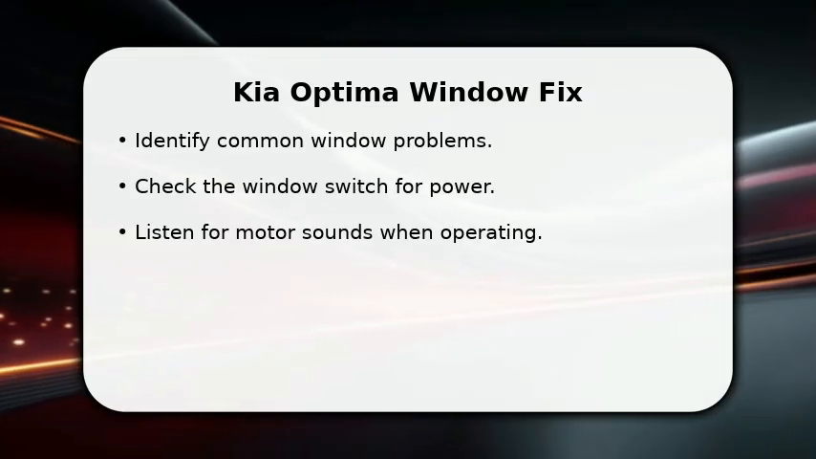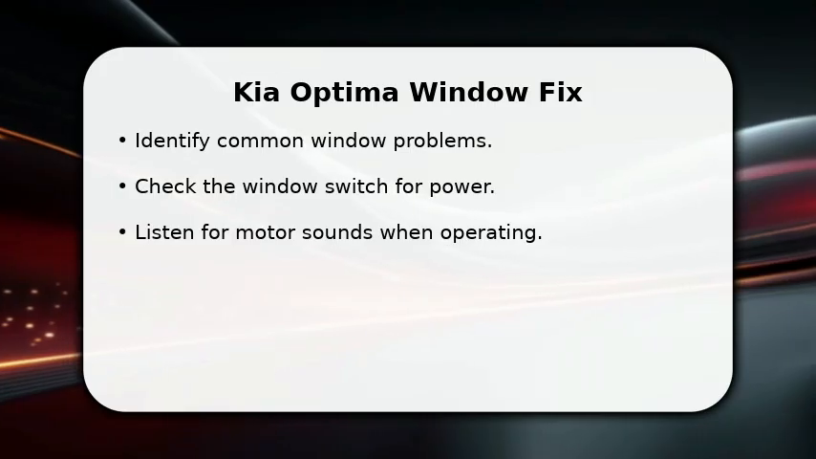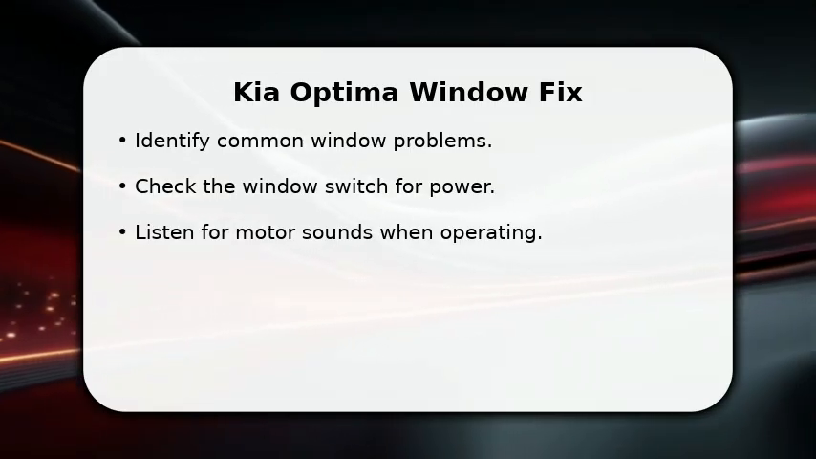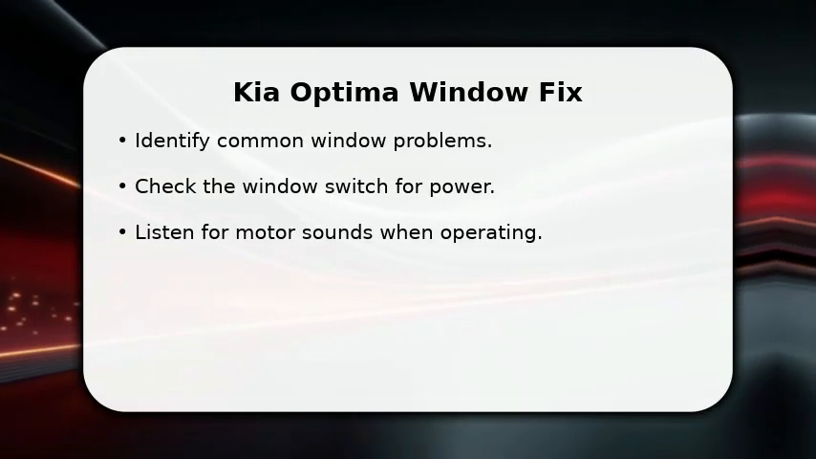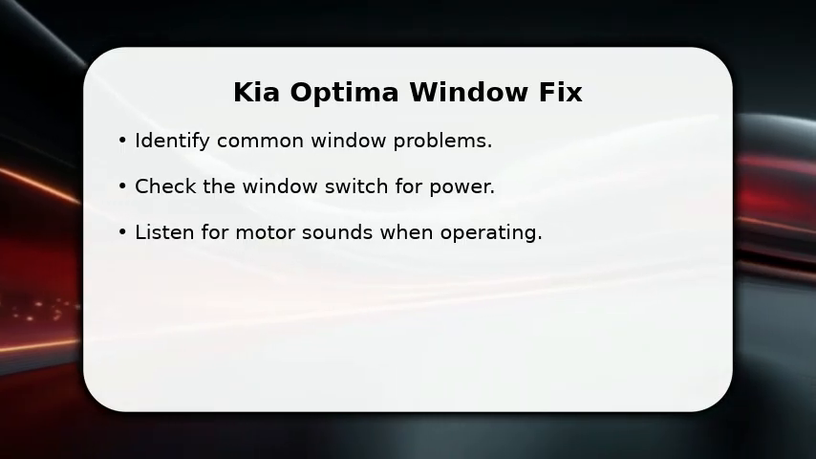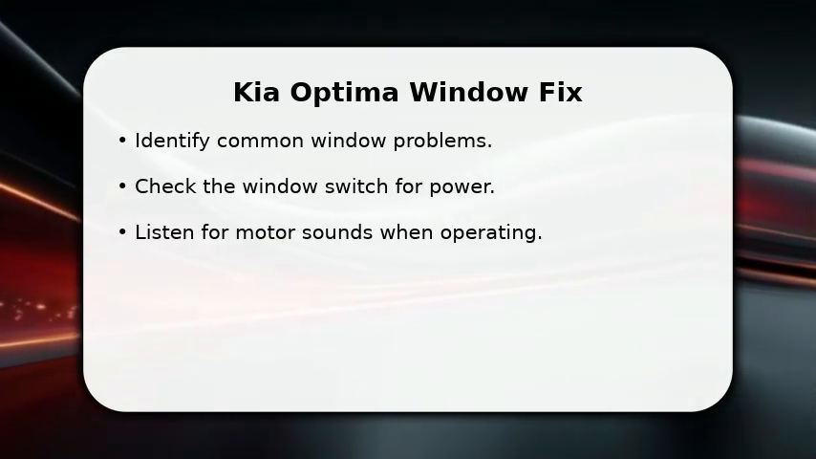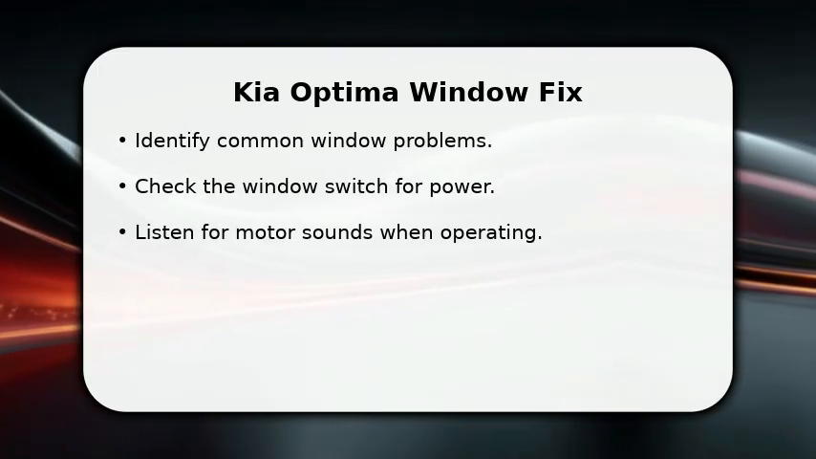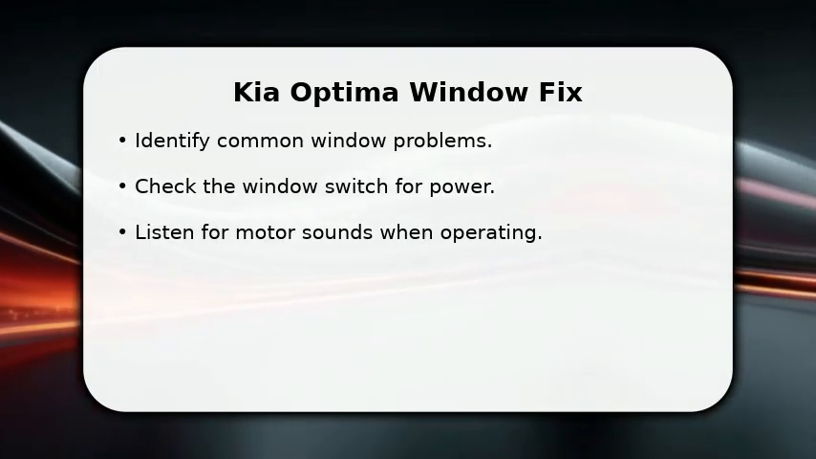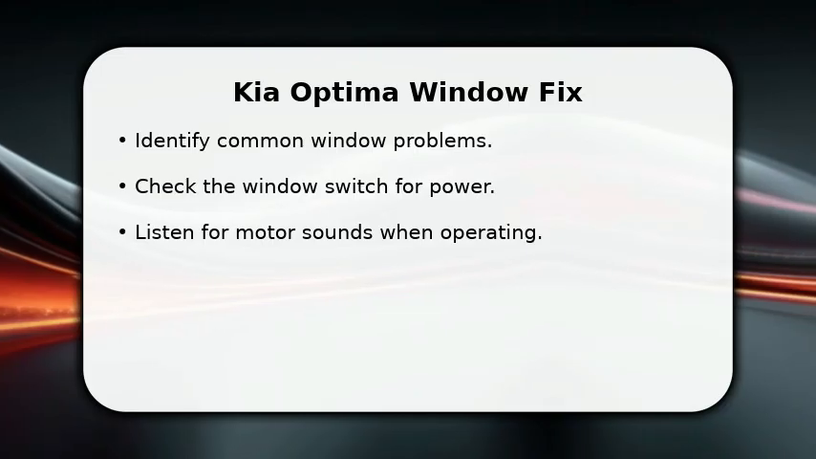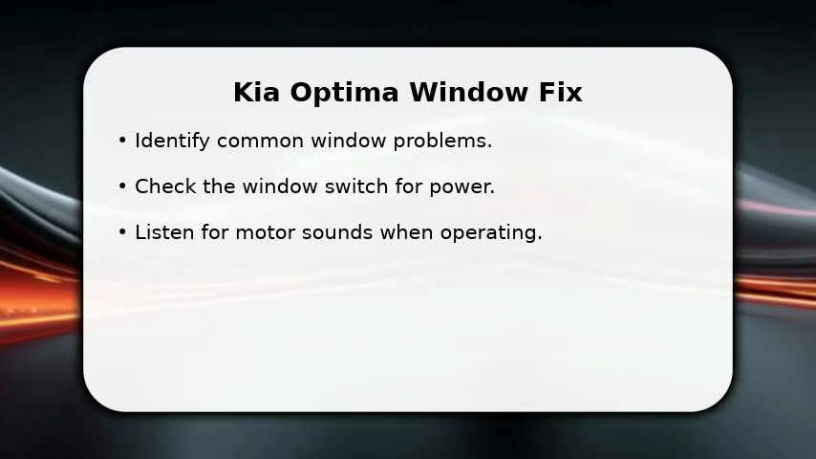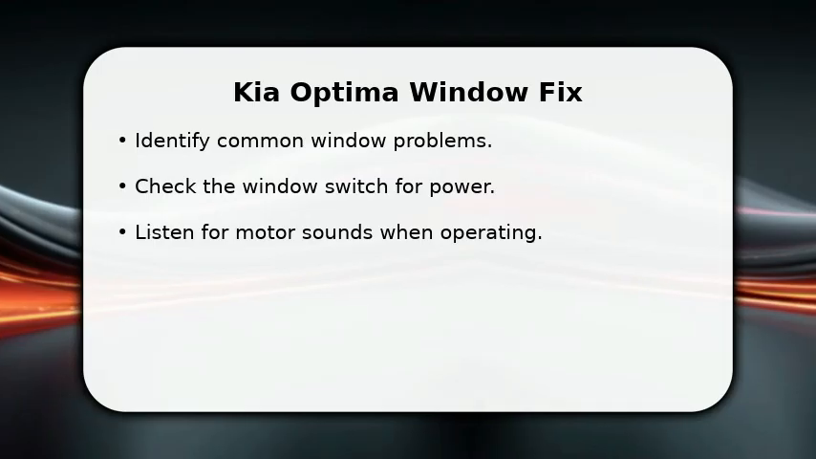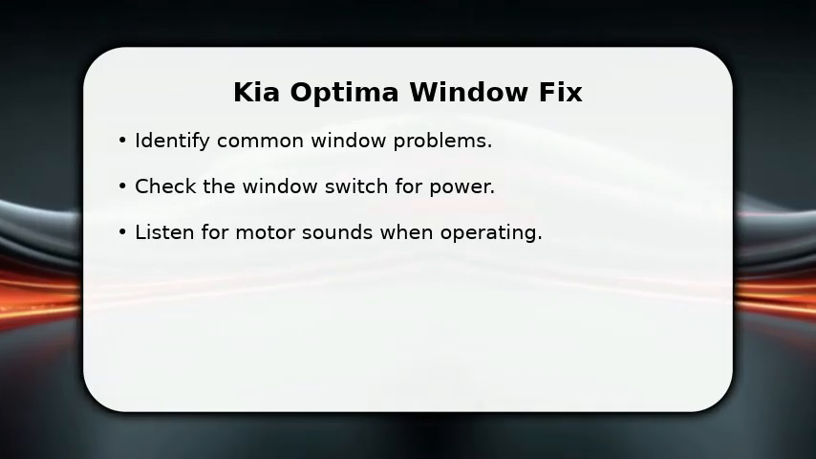In this video, I will explain how to fix a Kia Optima window. First, let's identify the common issues you might encounter. Begin by checking the window switch for power. Listen carefully for any motor sounds when you try to operate the window. These initial steps help determine if the problem lies with the switch, the motor, or the window regulator itself. Understanding these symptoms is crucial for effective troubleshooting.